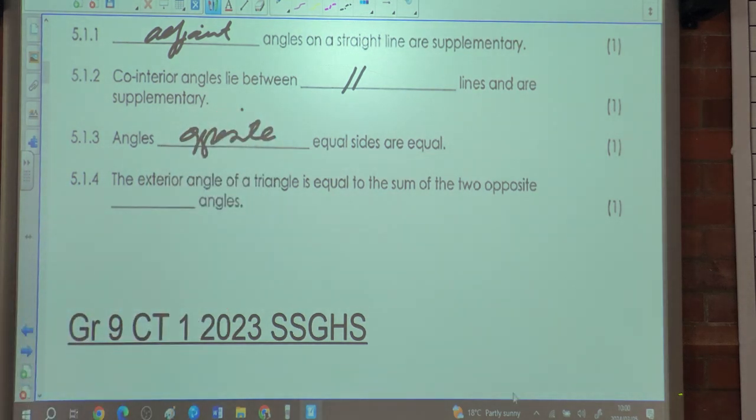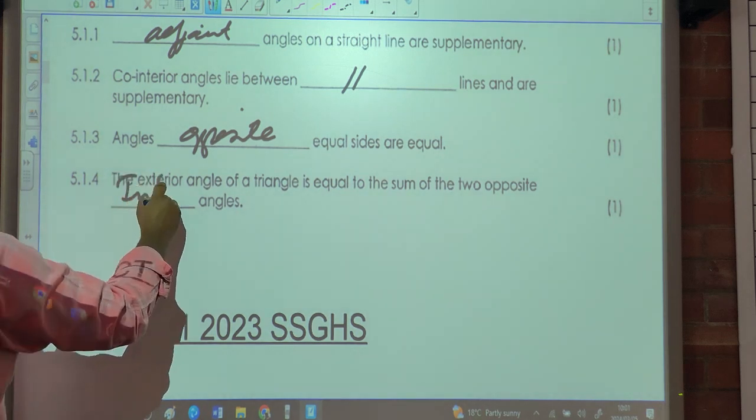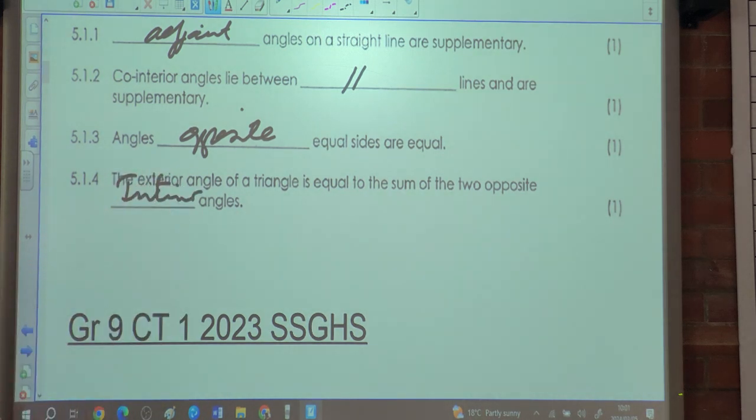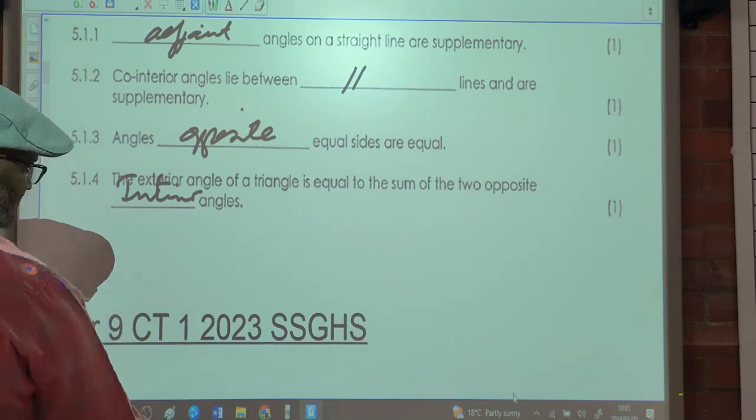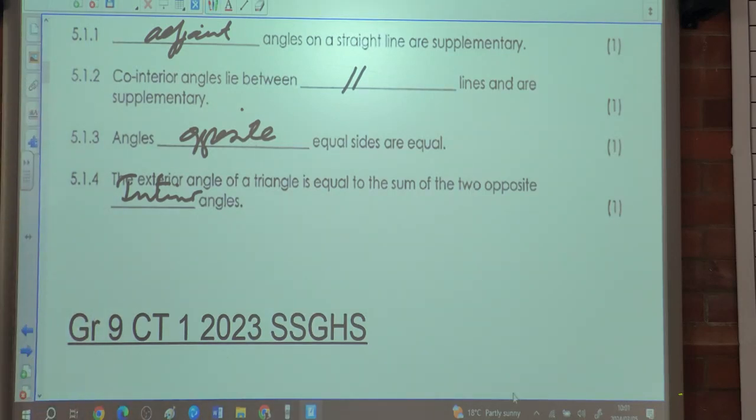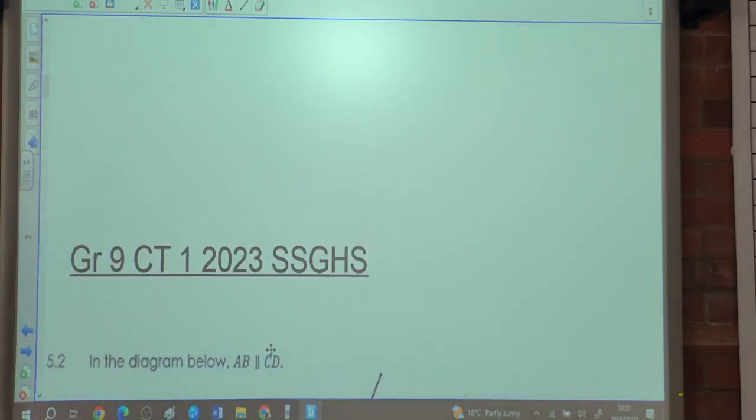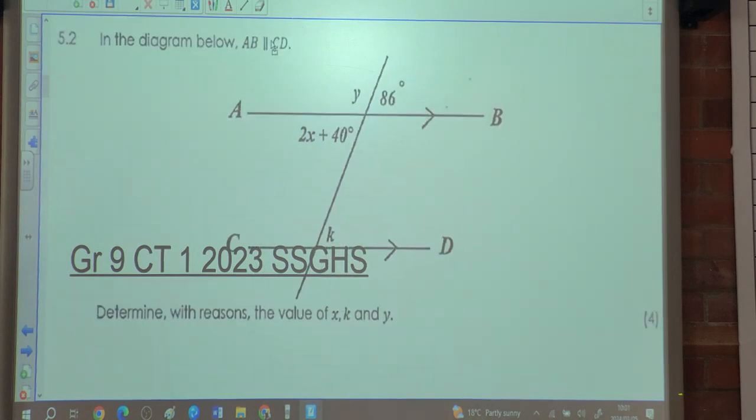Equal sides are equal. Okay. The exterior angle of a triangle is equal to the sum of the two interior opposite angles. Alright, so that is sorted. Let's go to the next one.